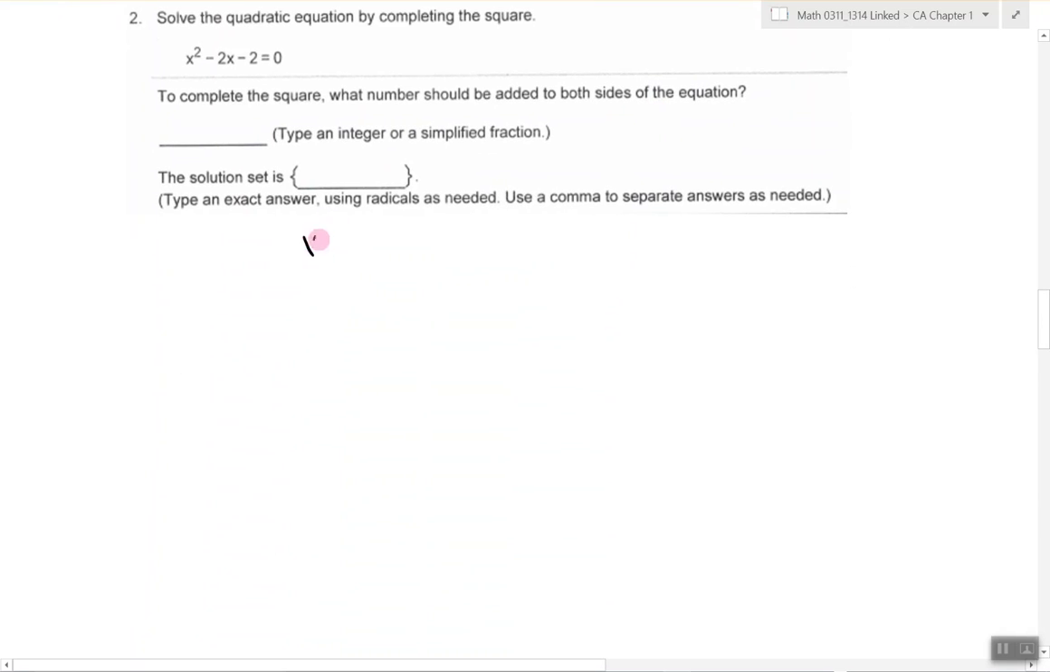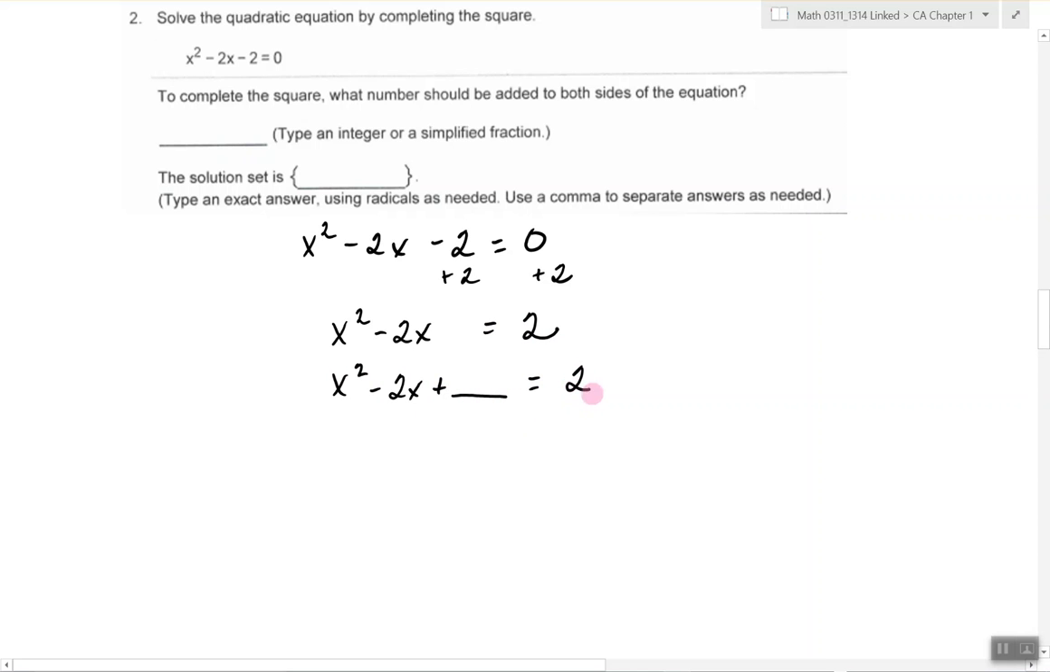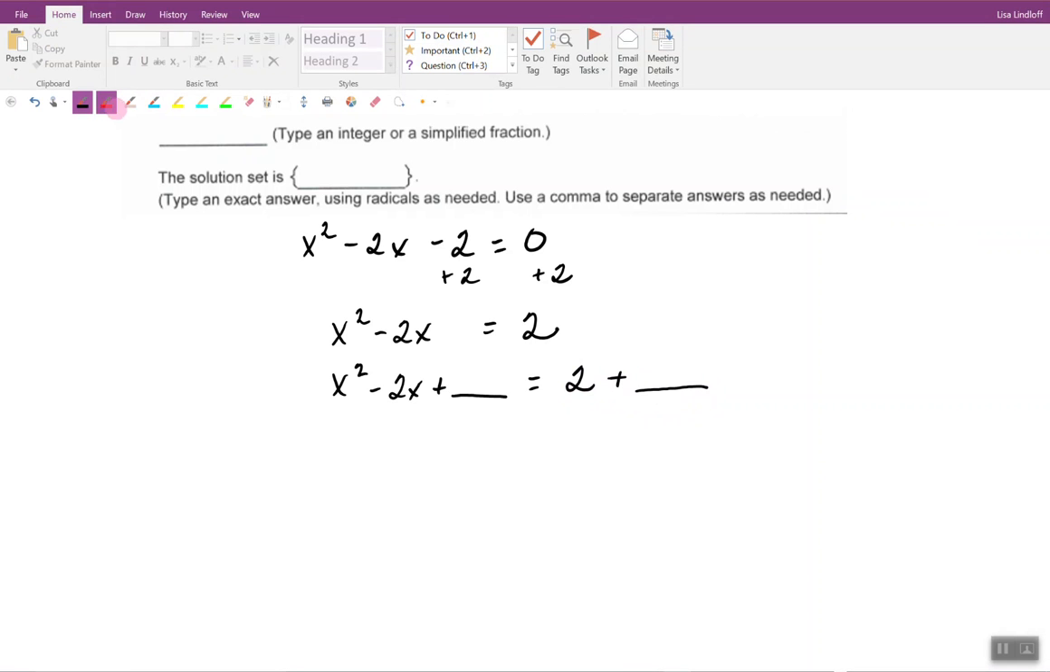I start with x squared minus 2x minus 2 equals 0. This is not quite right for completing the square. This constant needs to be on this side. So I'm going to add 2 to both sides, and I have x squared minus 2x equals 2. Now, x squared minus 2x plus blank equals 2 plus blank. And it's time to complete the square.